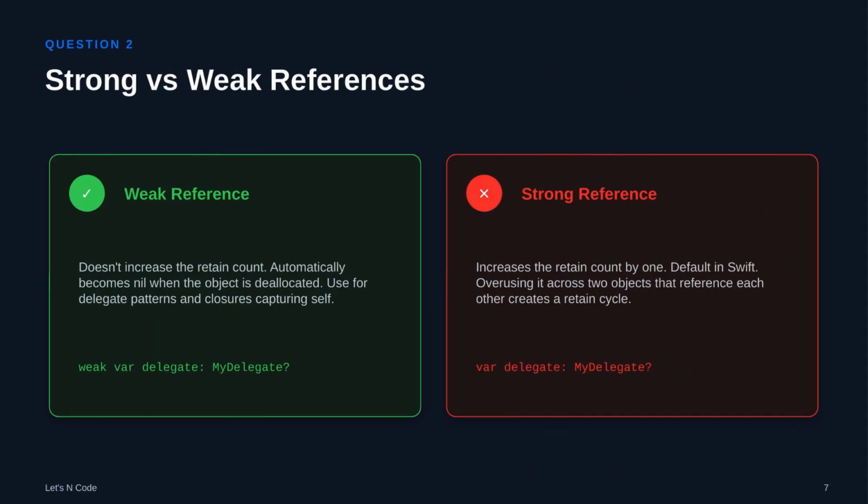Which brings us to question 2, strong versus weak references. A weak reference doesn't increase the retain count at all, and it automatically becomes nil the moment the object it points to is deallocated. That's exactly why you use it for delegate patterns and for closures that capture self. Strong is the default in Swift, and that's fine, most of the time. The problem only shows up when two objects hold strong references to each other. That's your retain cycle from the last slide, in practice.